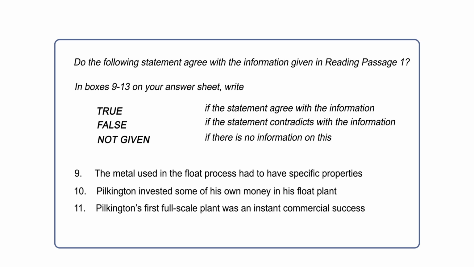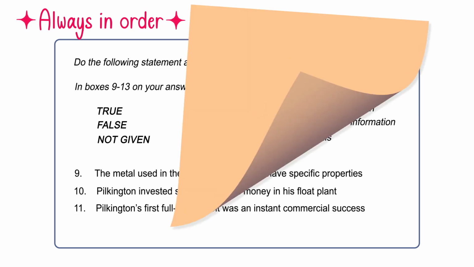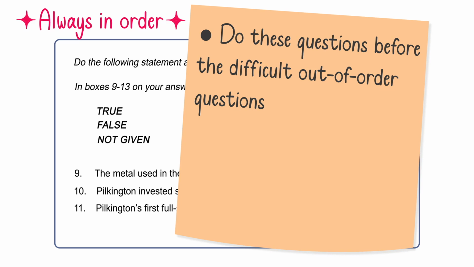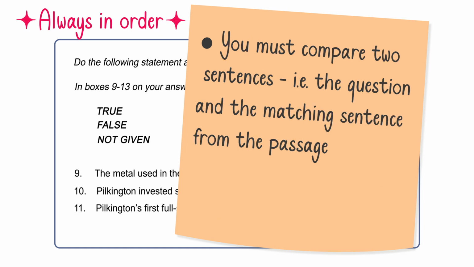And you should remember that this type of question is always in order. It goes in order, so it is easy to do. But some questions can be tricky, especially questions where the answer is not given. So we'll work on strategies to answer these questions. First of all, remember that you should do these questions before the difficult out-of-order questions, right? And each question is formed from only 1 to 2 sentences in the reading passage, all right? And you must compare 2 sentences, the question and the matching sentence from the passage, all right?